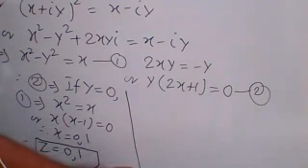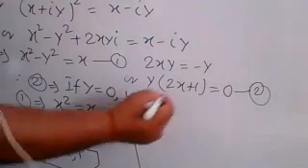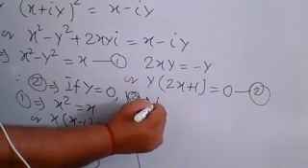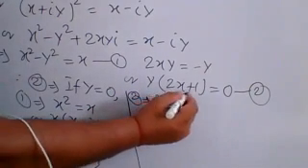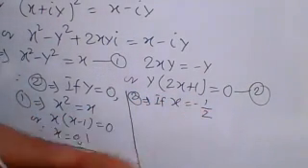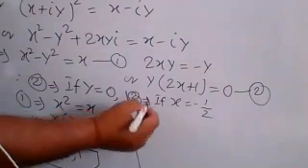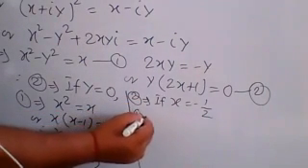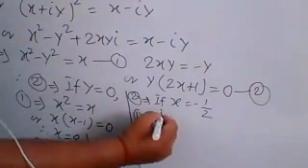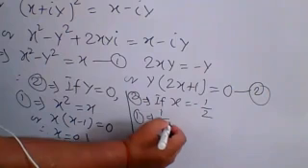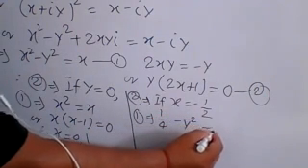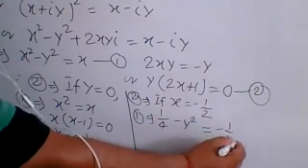In the same way, if you are taking the second case, the second equation implies x is equal to minus 1 upon 2. If x is equal to minus 1 upon 2, put it in the first equation. So you have 1 upon 4 minus y square is equal to minus 1 upon 2.